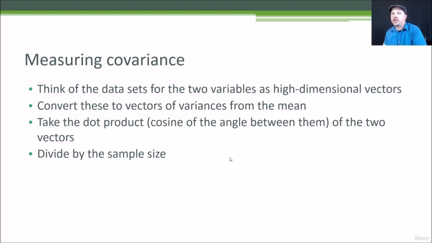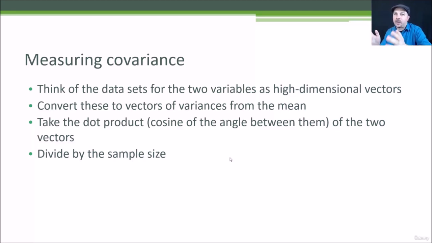And I have one vector in this high-dimensional space that represents all the variances from the mean for, say, age, for one attribute, and then I have another vector that represents all the variances from the mean for some other attribute, like income. And what I do then is I take these vectors that measure the variances from the mean for each attribute, and I take what's called the dot product between the two. And mathematically, that's a way of measuring the angle between these high-dimensional vectors. So if they end up being very close to each other, that tells me that these variances are pretty much moving in lockstep with each other across these different attributes.